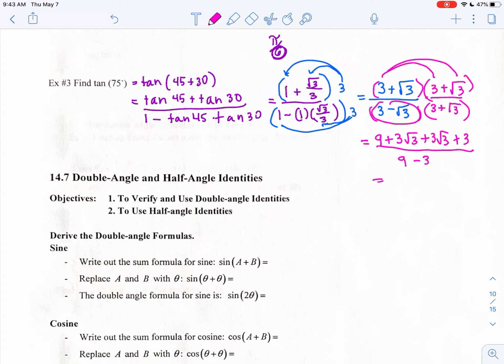If we simplify the top, 9 plus 3 is 12. 3 rad 3 plus 3 rad 3 is 6 rad 3, since you can add like radicals, divided by 6. We can reduce this because we can factor out a 6 from the top to get 2 plus radical 3, all over 6. Now my common factor 6 cancels out and I get 2 plus radical 3. And that is my final simplified answer.